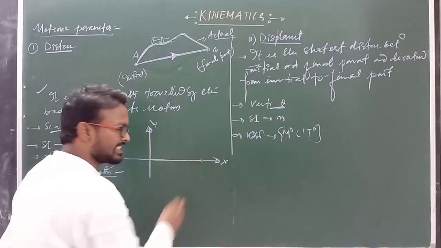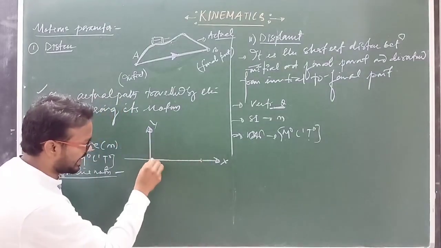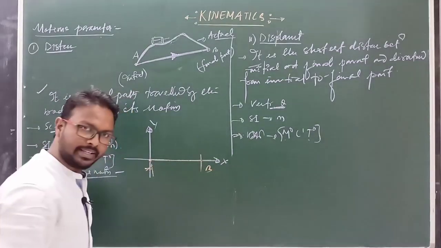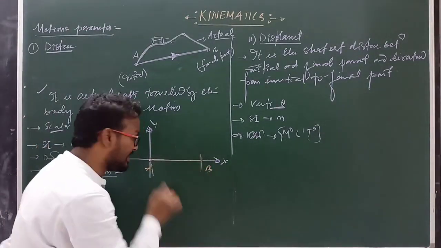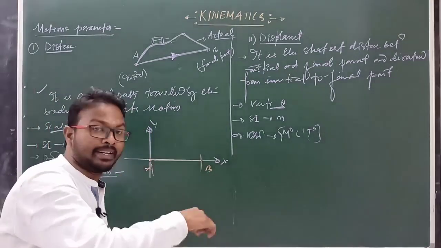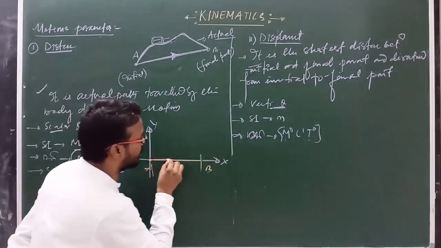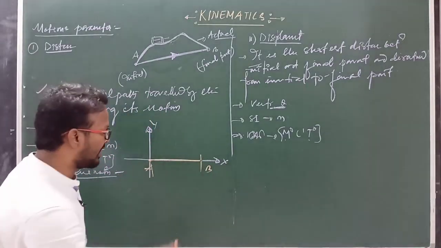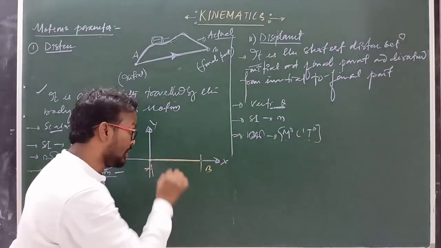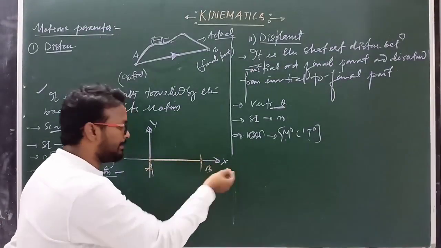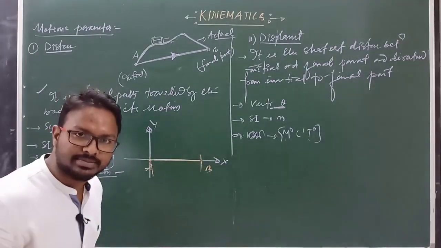So in this case, this is the initial point, suppose A, and here this is the final point B. Here the actual path means A to B, this direction is the actual path. And what is the shortest path? The shortest path between two points is also this. Why? Because shortest path means we have to draw a straight line from the initial to the final point. So in this case, the magnitude of A to B for distance is equal to displacement.